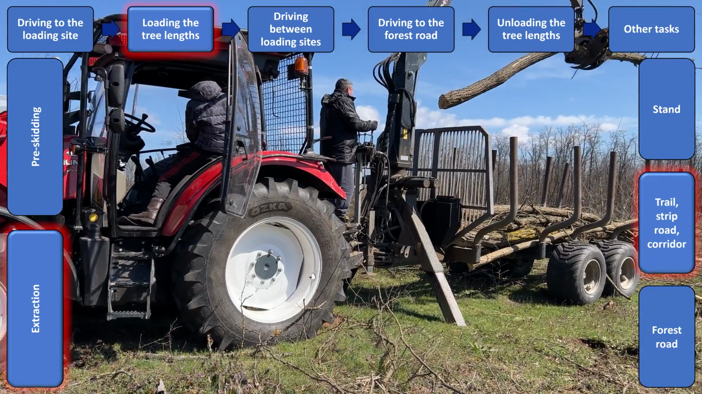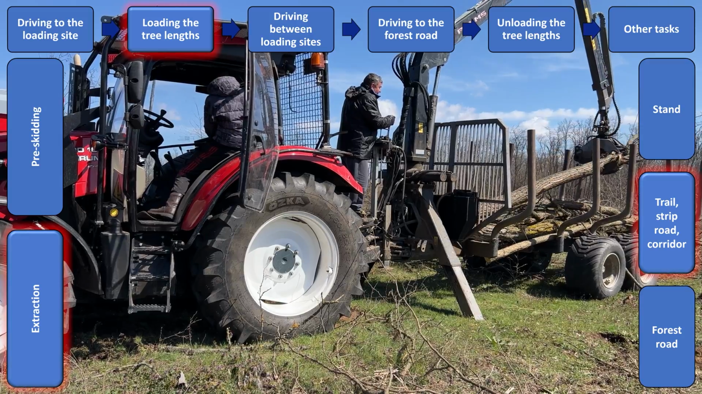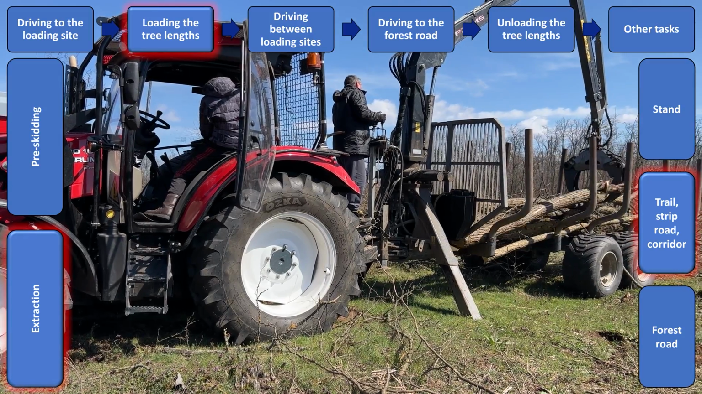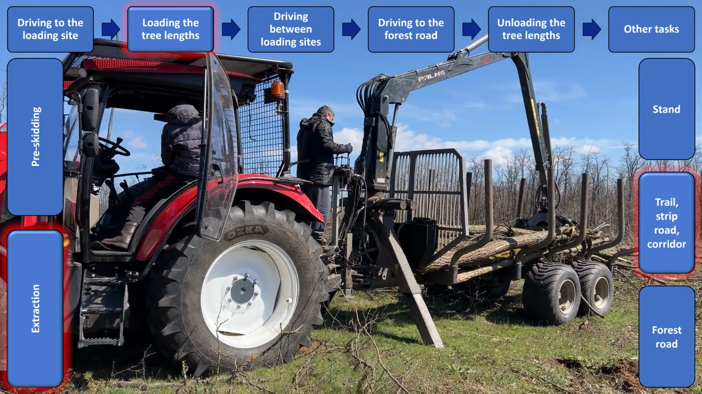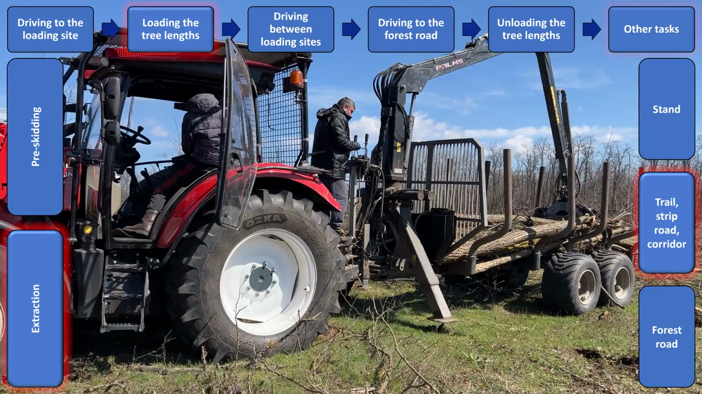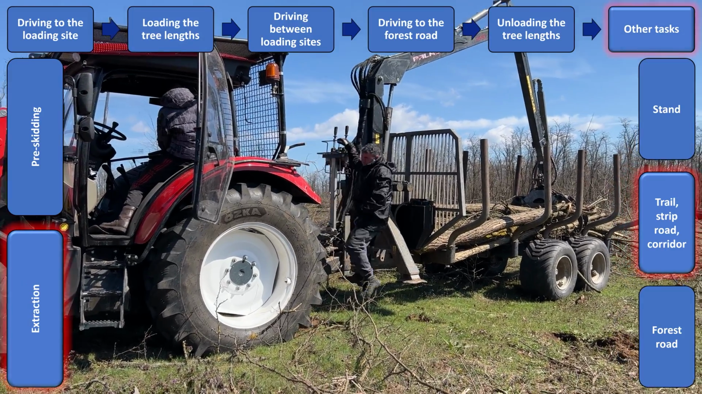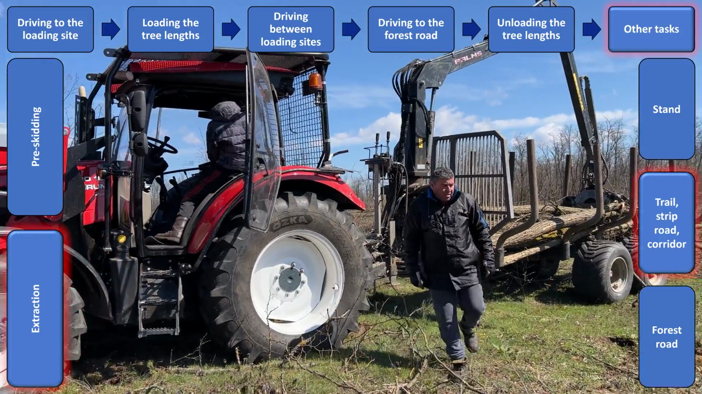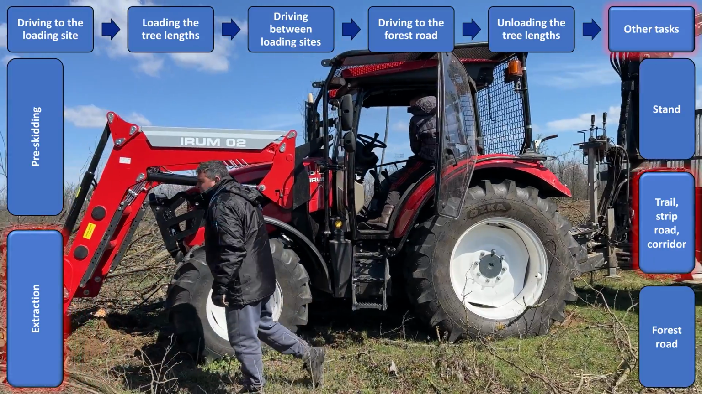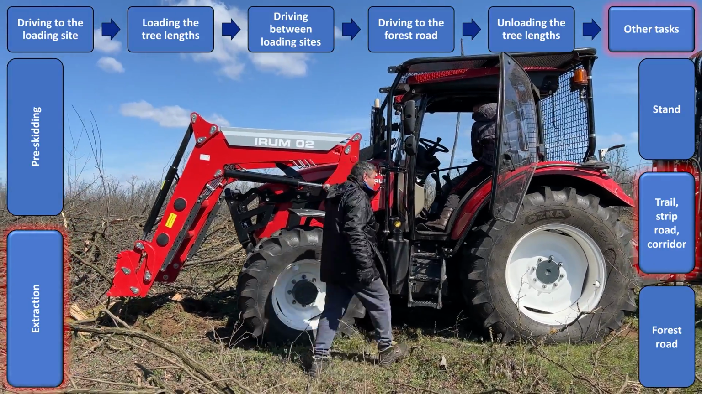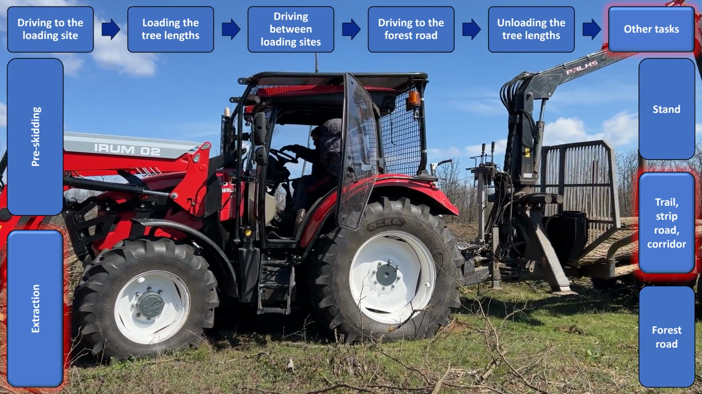Loading and unloading account for an important share in the time consumption of forwarding operations. How the loading and unloading is supported by the placement of crane controls may become important in the machine performance. In this example, loading and unloading is done by operating the crane controls placed outside the cab. This requires time for the driver to leave the cab, climb onto the crane's control platform, and, once the loading or unloading is finished, go back inside the cab.